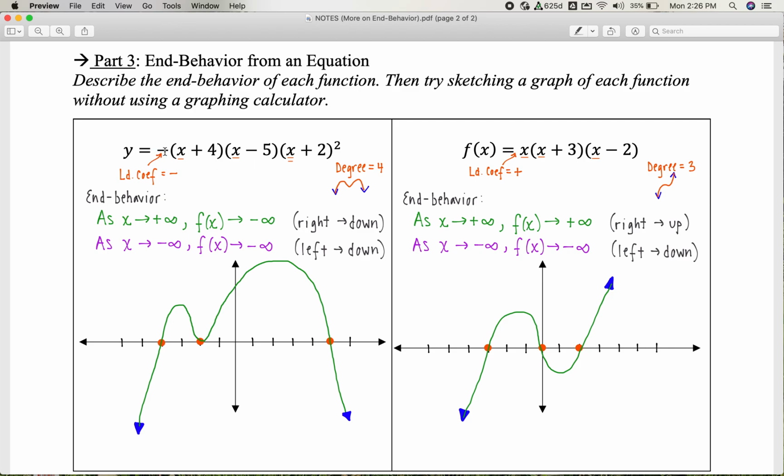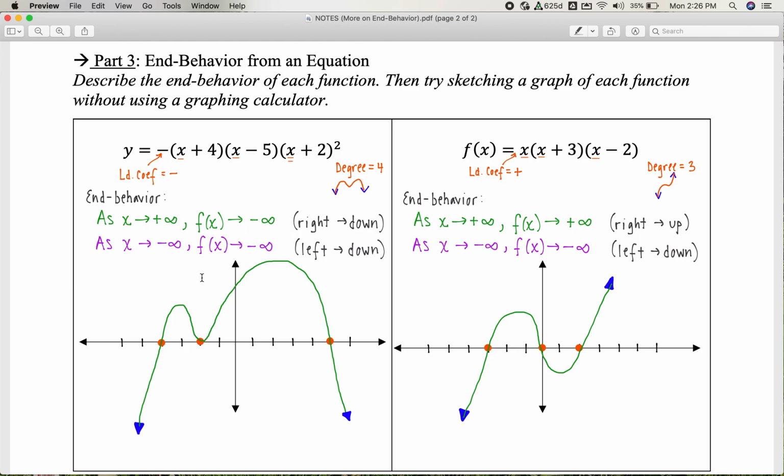If there's a negative leading coefficient, I'm expecting a graph that looks something like this. Even functions should do the same thing on both ends, and the negative makes it go down instead of up. And now I can write my end behavior statement. As I move to the right, I'm heading down. As I move to the left, I'm also heading down.